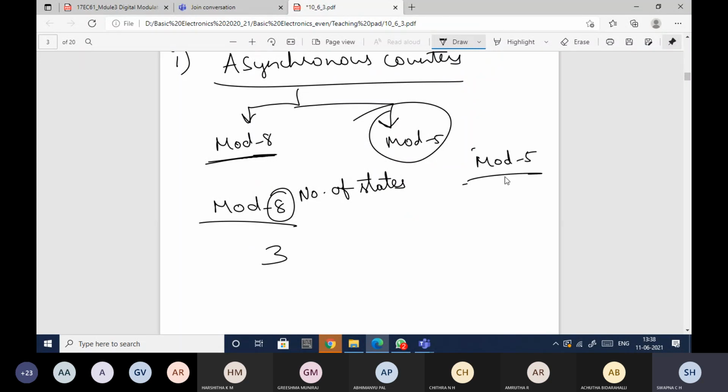How many bits are required? Mod 5 is nothing but 5 states it has to count. 5 states in the sense it has to start from 0, 1, 2, 3, 4. After 4 again it has to come back to 0. It has to count from 0 to 4.